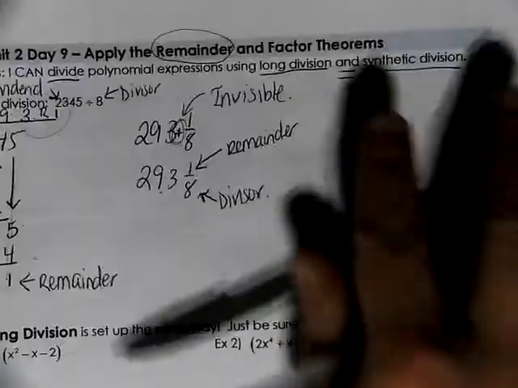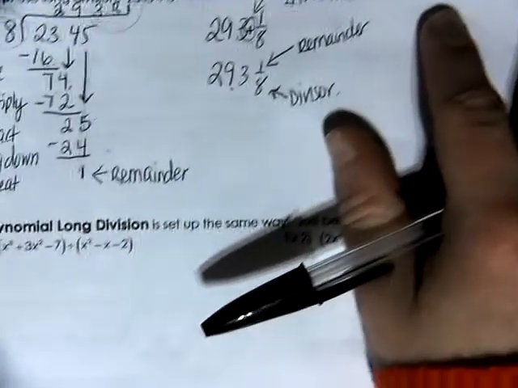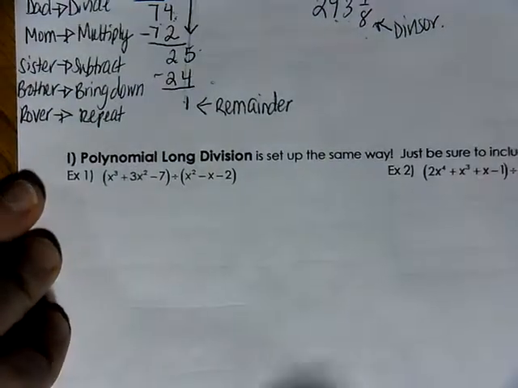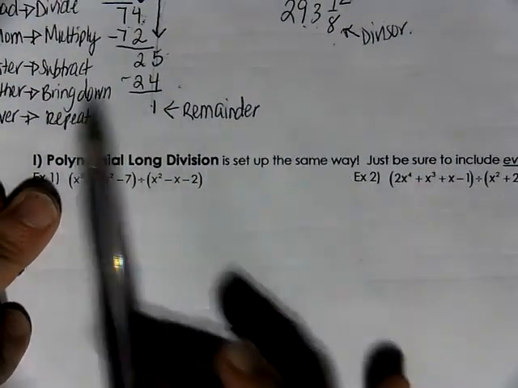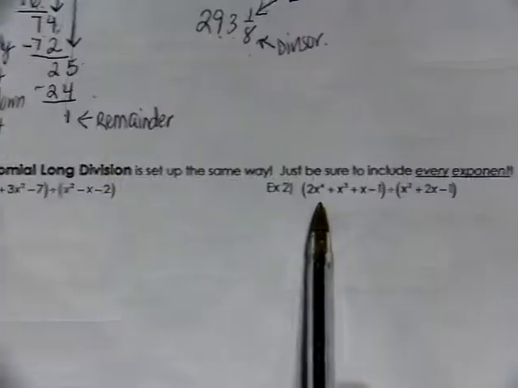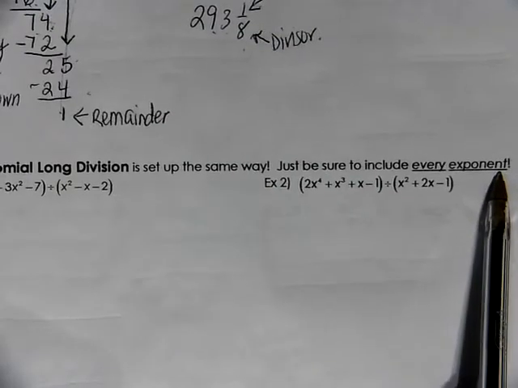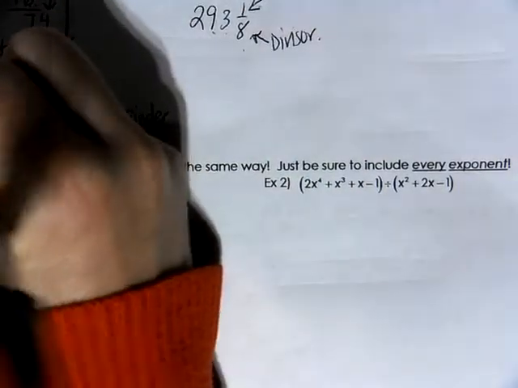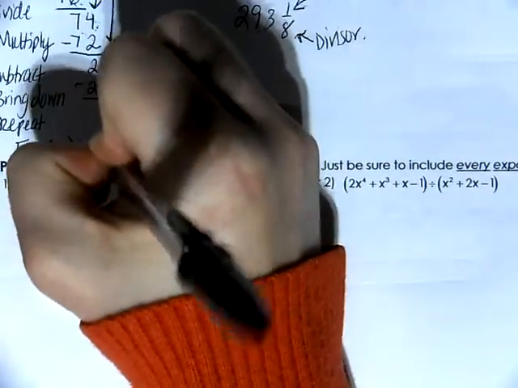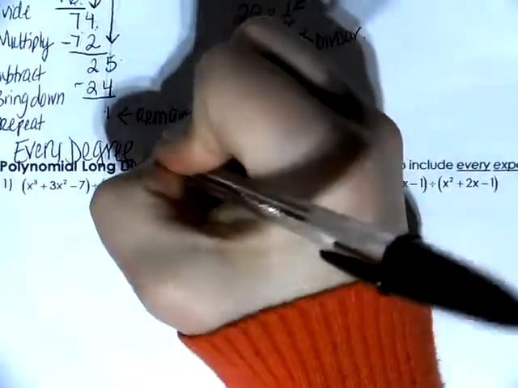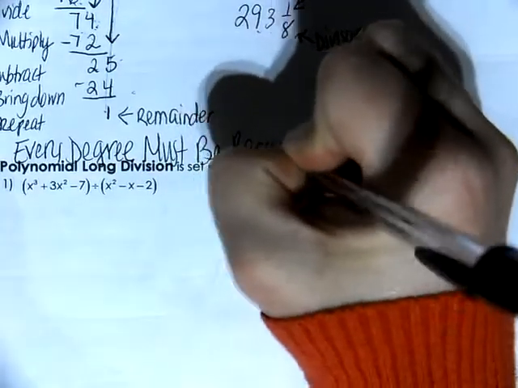So just like when we were working with synthetic substitution, we needed to make sure that every degree was represented, and I need you to do the same exact thing. Polynomial long division is set up the exact same way as our warm-up. We just need to make sure that we include every exponent. So what that means is, just like before, we need to make sure that every degree must be represented.